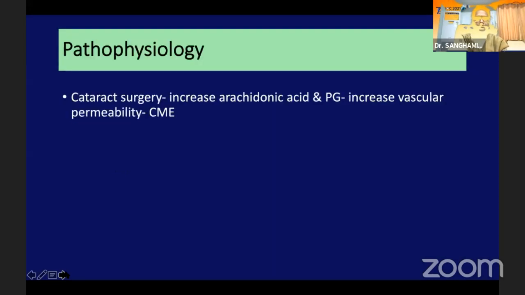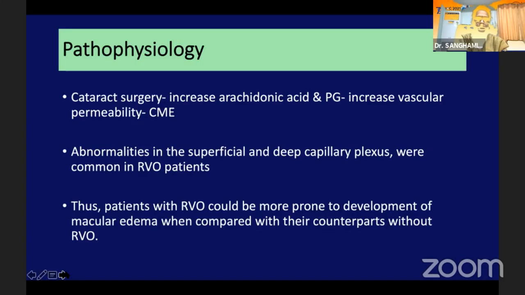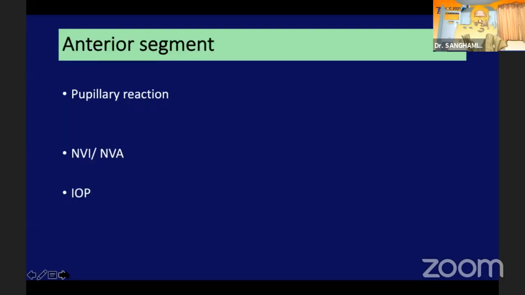As we all know, after cataract surgery there are increased arachidonic acid and prostaglandin secretions due to the activation of the cyclooxygenase and lipoxygenase pathways, which increase vascular permeability, thus leading to increased cystoid macular edema. Now, abnormalities in the superficial and deep capillary plexus were common in retinal vein occlusion patients. Thus, patients with RVO could be more prone to the development of macular edema when compared to their counterparts without a retinal vein occlusion.